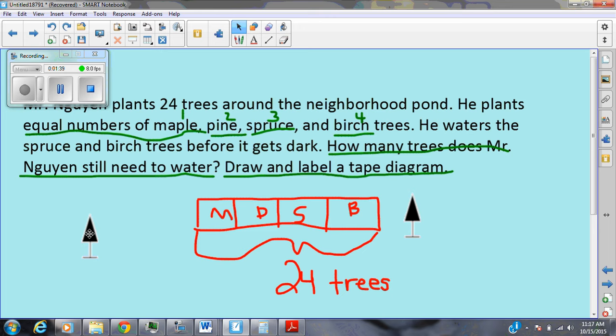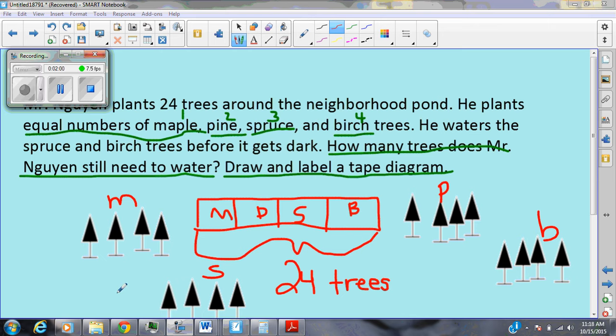So that's 4, 5, 6, 7, 8, 9, 10, 11. So I've separated those trees into 4 different groups. I have my maple group, my pine group, my spruce group, and my birch group. And as you can see, so far, I have 4 in each group, which is a total of 16. I just wanted to catch you up to where I was.